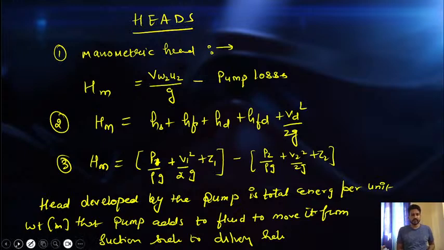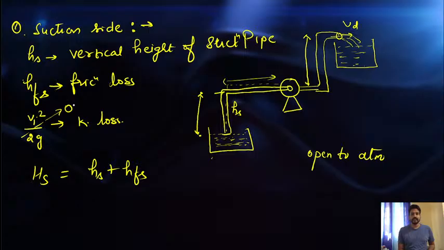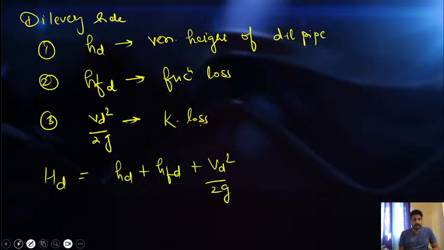Don't worry about that. So at the suction side, these are the mainly heads. This is my vertical height of the suction pipe, frictional loss, and at the delivery section, these can be the three heads, right? And in many cases your VD square over 2G also is 0. ठीक है, ये भी आपको 0 मिल जाएगा. So you have to add only this HD plus HFD, don't worry.